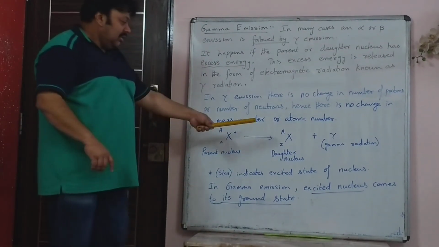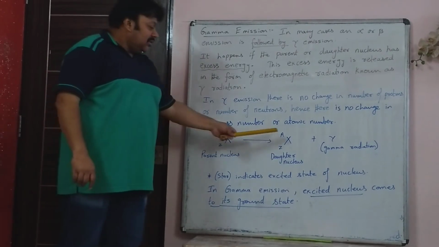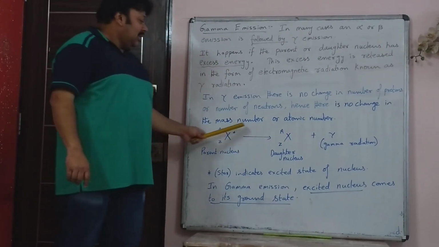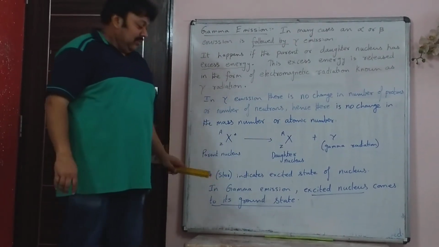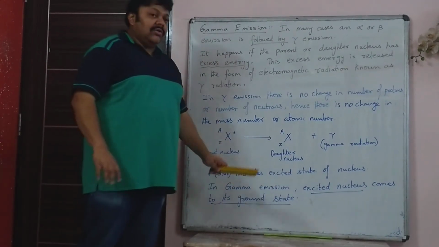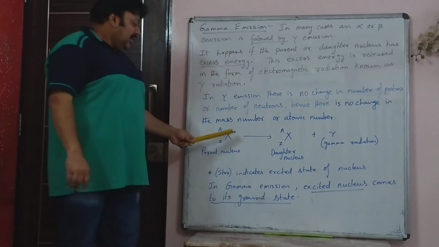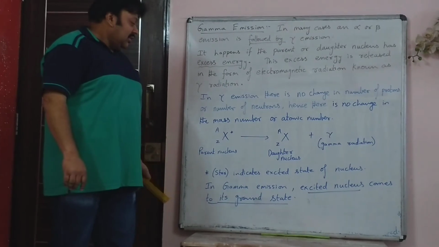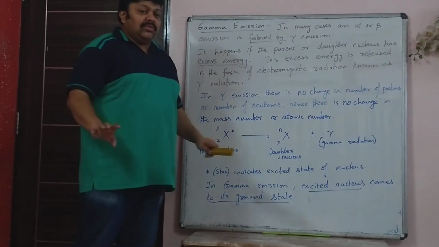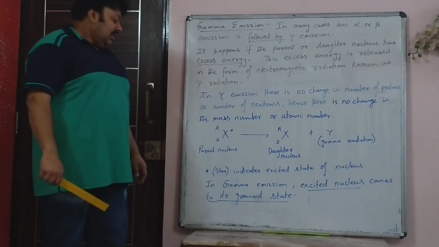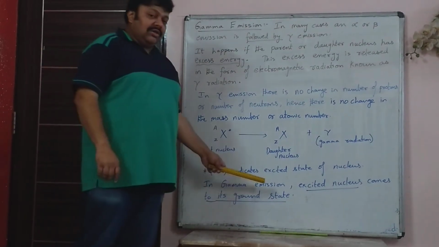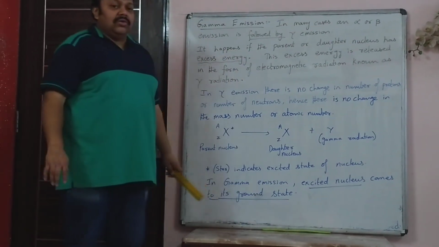It is the same thing. The element has not changed, X remains X, because the atomic number and mass number have not changed at all. So between the parent nucleus and daughter nucleus, the only difference is that the parent nucleus has excess energy, and the daughter nucleus has become stable without that excess energy, that is, it has come back to its ground state.